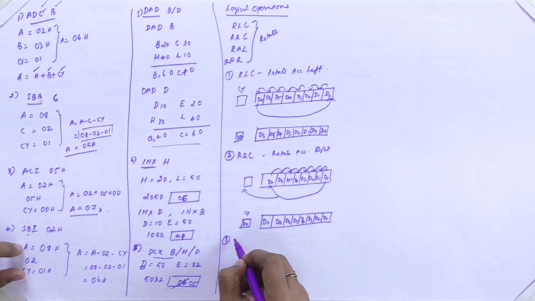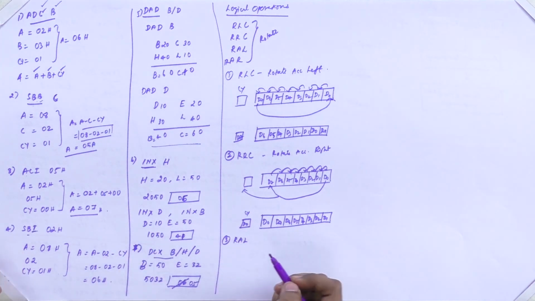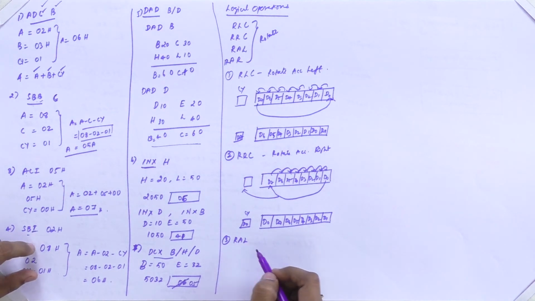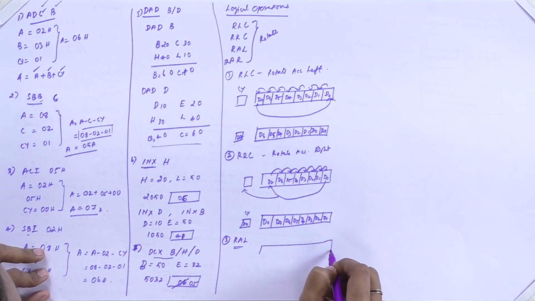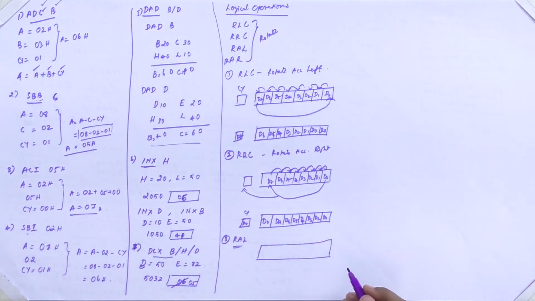The next instruction is RAL, that is rotate accumulator left through carry. So this is the content of the accumulator register.